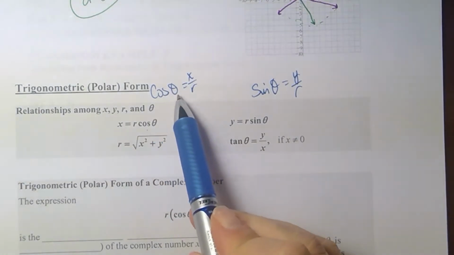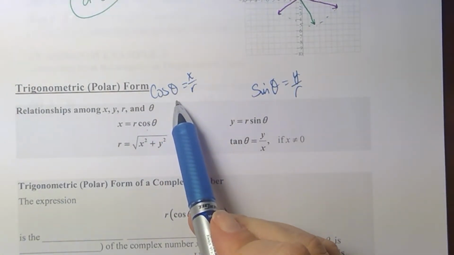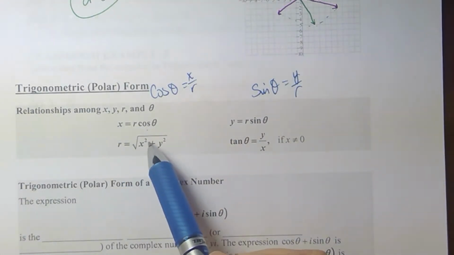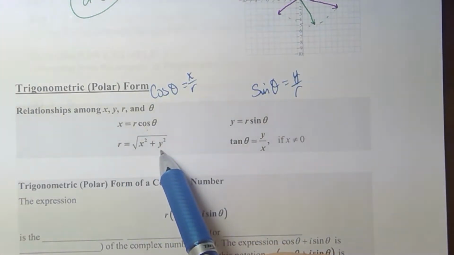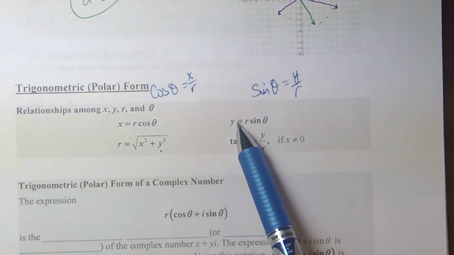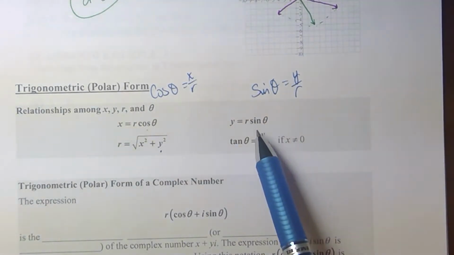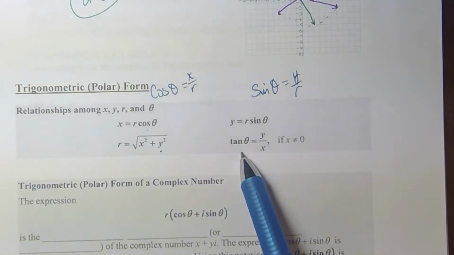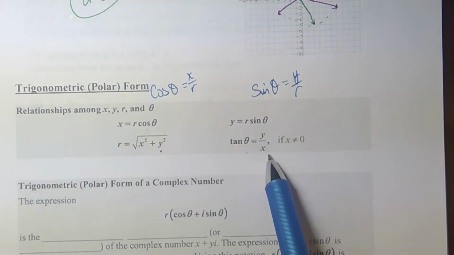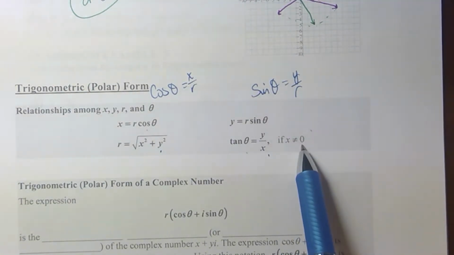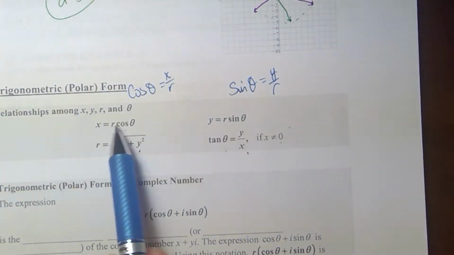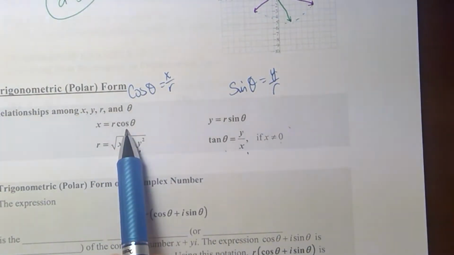Another way to think of this is using our Pythagorean theorem. You know that r is the square root of x squared plus y squared. What about sine theta? Well, if I solve sine theta for y, I get r sine theta. Another one is tangent. Tangent is y over x, as long as x is not 0. So we are going to use this information to find our x and y coordinates, r cosine theta and r sine theta.